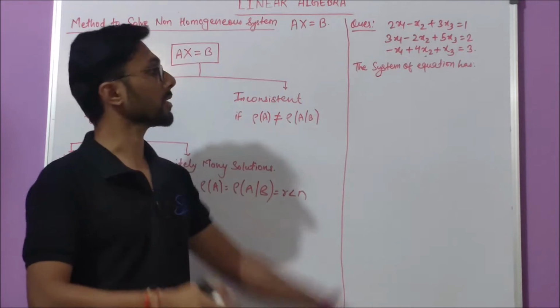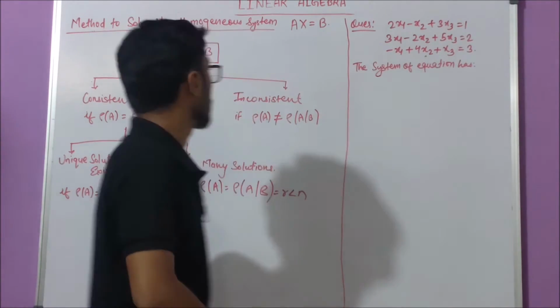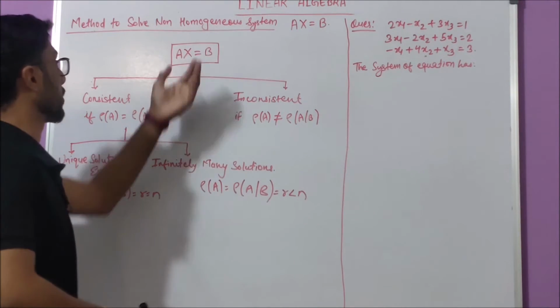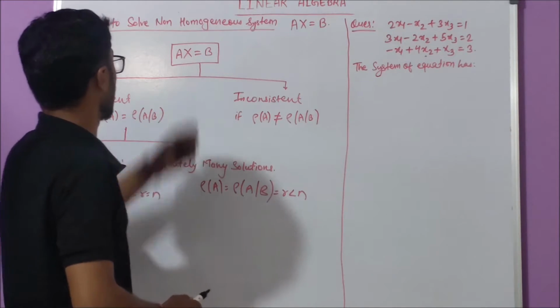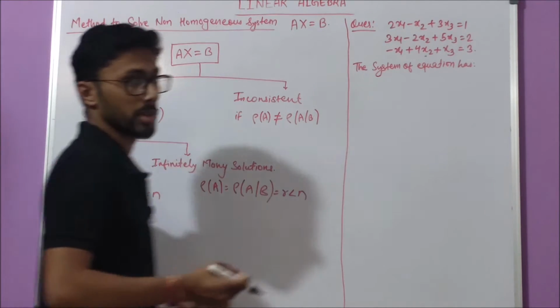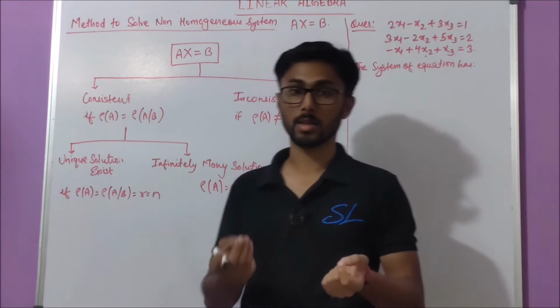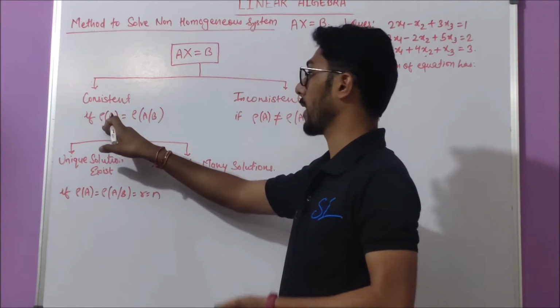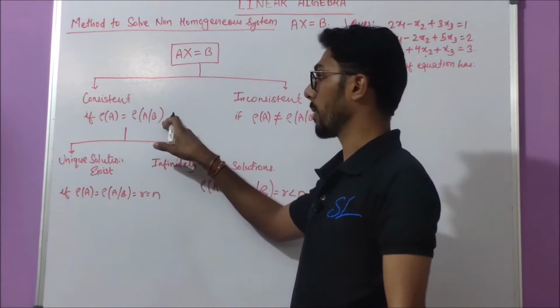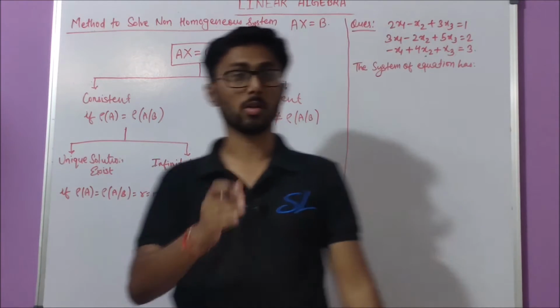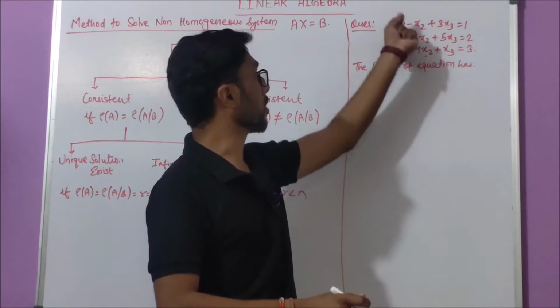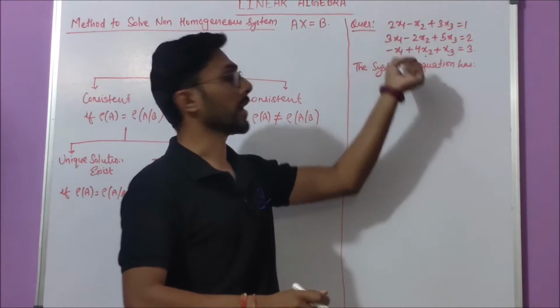In a non-homogeneous system the RHS is not equal to 0. So we have Ax equals b. This we have seen in the previous video. Now we have two types of solution. One is consistent and the second is inconsistent solution. For a consistent solution, rank of A is equal to rank of the augmented matrix. What is A? A is the coefficient of all the unknowns.